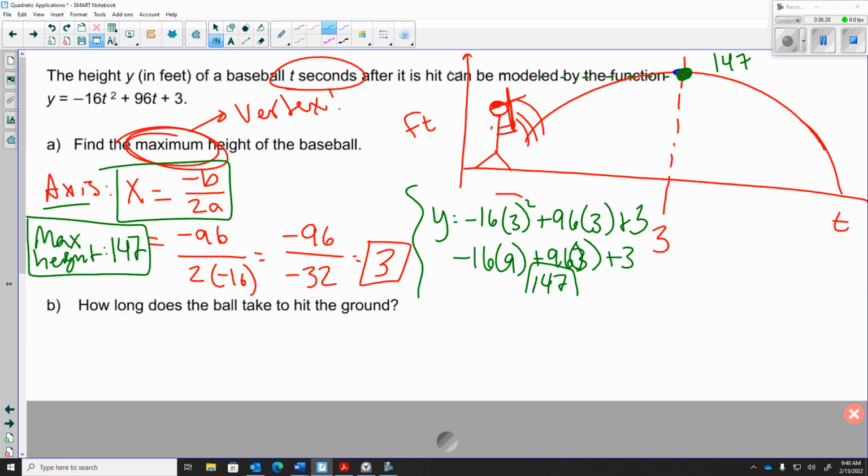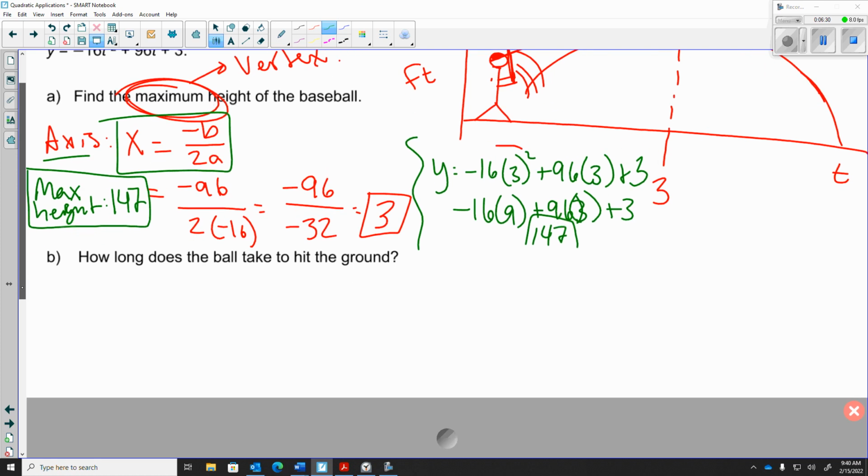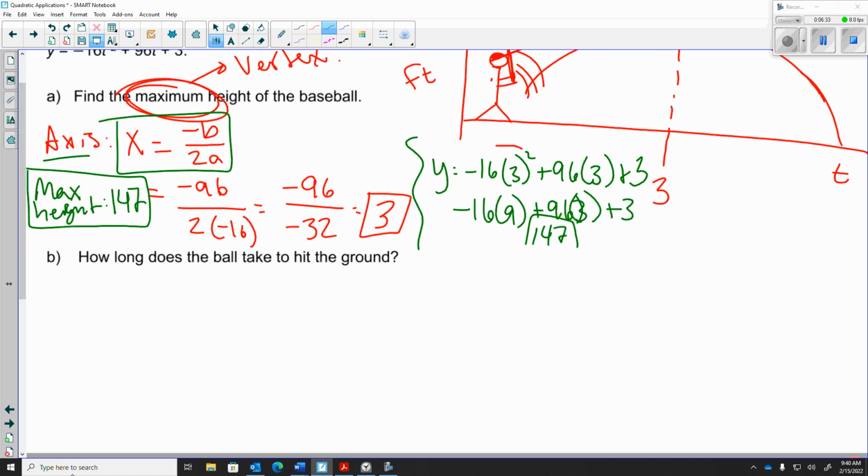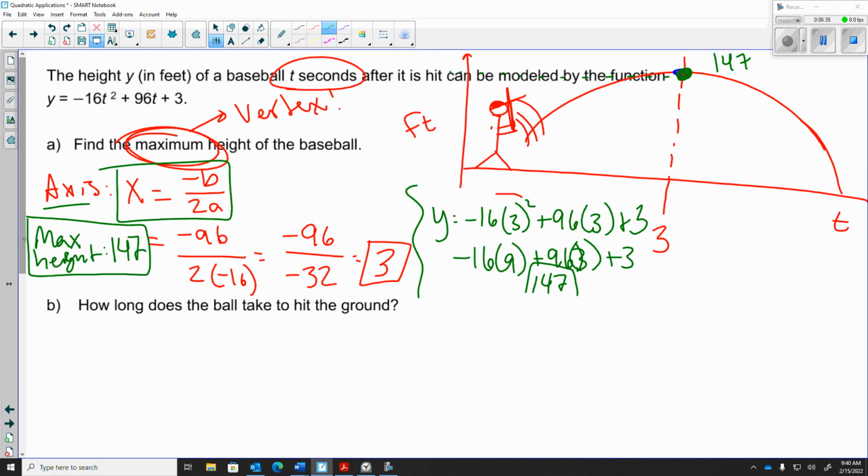All right, next task. It says, how long does the ball take to hit the ground? Why would you say that? Because 3's in the middle. So you might think, well, 3 seconds in, it's like halfway through, so maybe just 6 seconds later, it'll hit the ground. It's not a bad thought. I would say that just doubling the axis is not going to be 100% accurate. Why am I saying that? Why would it not be 100% accurate?